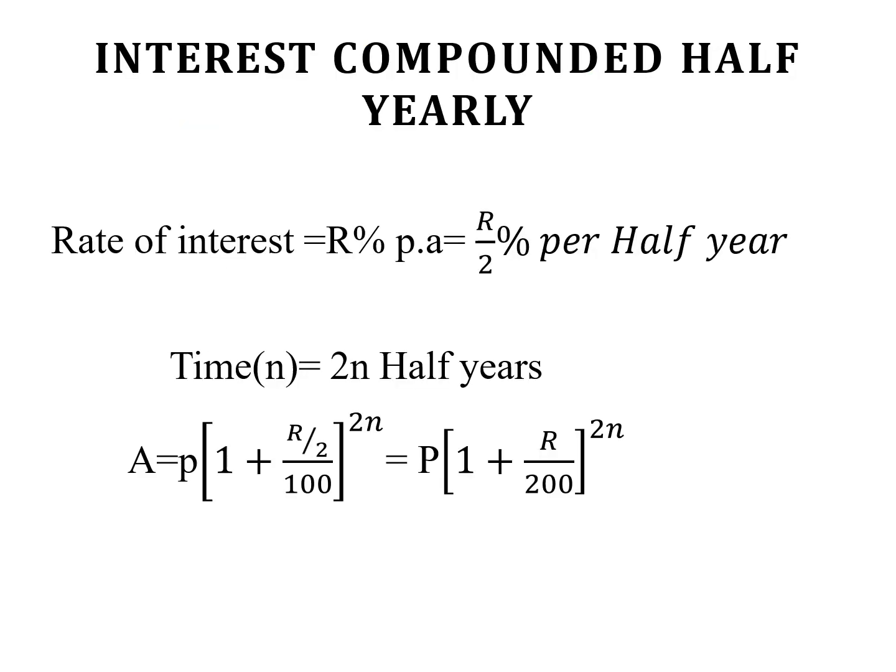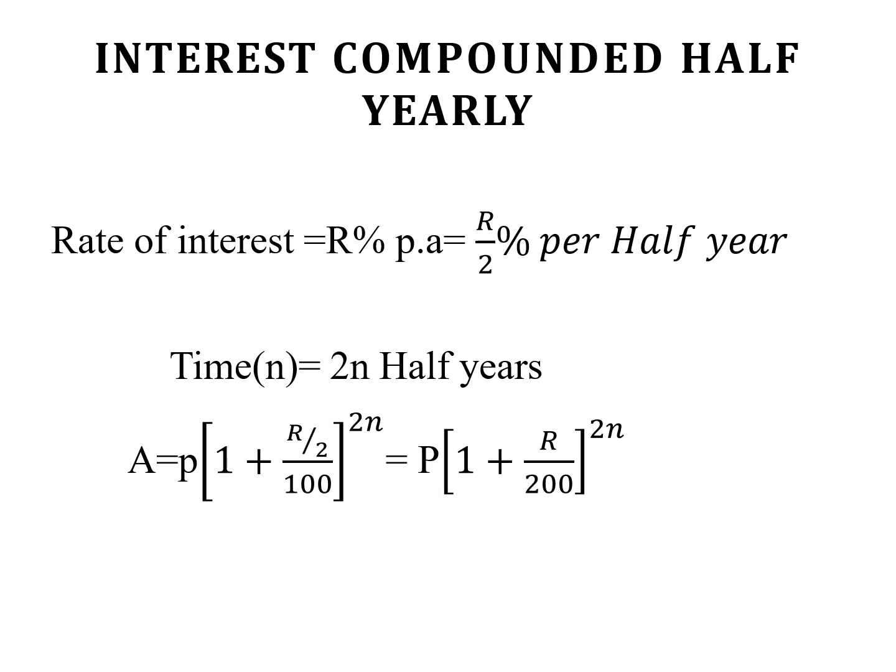Next, we will see interest compounded half yearly. In this case, the interest is not added once a year but twice a year. That means every 6 months. So, if the annual rate is R percentage per annum, then for half yearly compounding, we take R by 2 percentage for every half year. And if the time given is n years, then the number of compounding periods becomes 2n half years because there are 2 half years in 1 year.